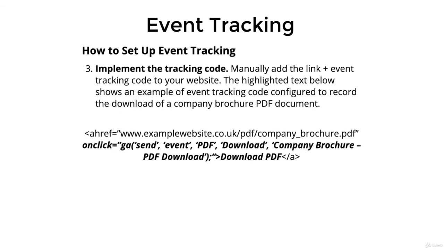Now, step number 3 is to implement the tracking code. So you need to manually add this link plus all this extra event tracking code to your website. So you'll need to log in to the back end of your website and add this code in. And this is really the full example once again. That's what it's going to look like when you code it in, or just copy and paste that. But this is all that the user will see when they click on your website.